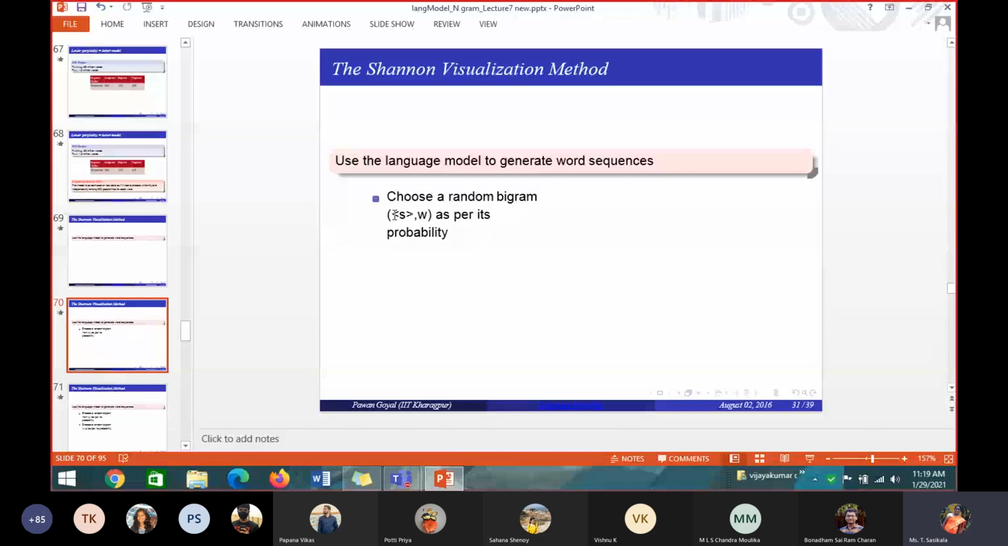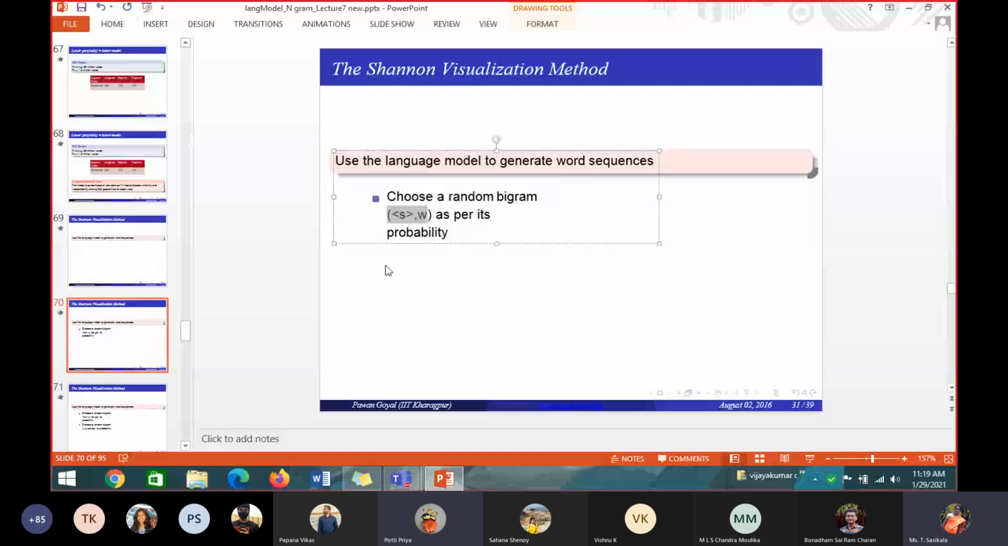So I have <s>. What does this angular bracket S show? We have already seen, right? What does this angular bracket S indicate? And angular bracket slash S indicates the end of the sentence.